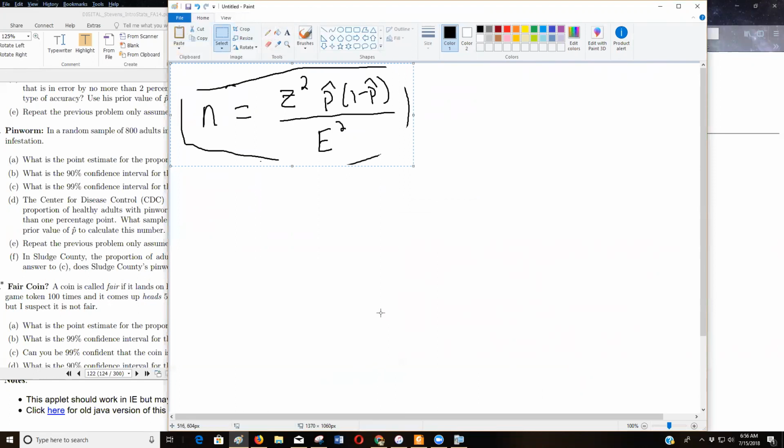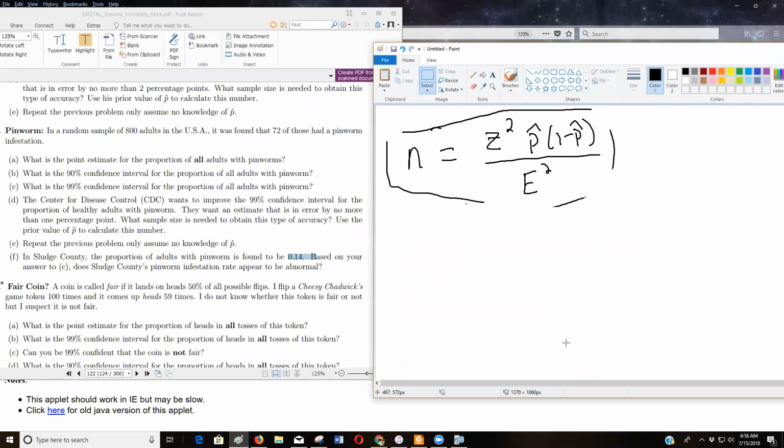Okay, so for this problem, I want to be 99% confident that the margin of error is no more than 1 percentage point. So that's the margin of error, it is 1%. So I'm going to go 0.01 squared, and that's equal to n.